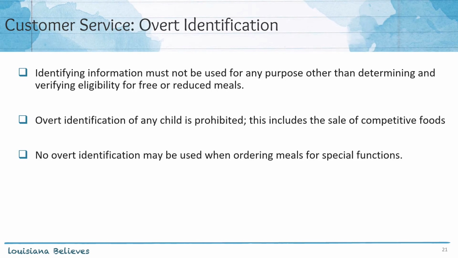Customer service: overt identification. Identifying information must not be used for any purpose other than determining and verifying eligibility for free or reduced price meals. Overt identification should be considered in different situations beyond the application process. This includes at the point of service, where other students may see eligibility statuses on the cashier computer screen, or, for example, when special functions take place that require alternate meal service types, such as field trips or class parties. In these instances, no overt identification of meals should occur.